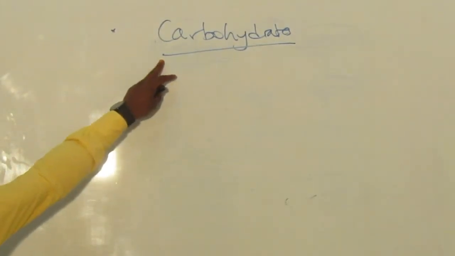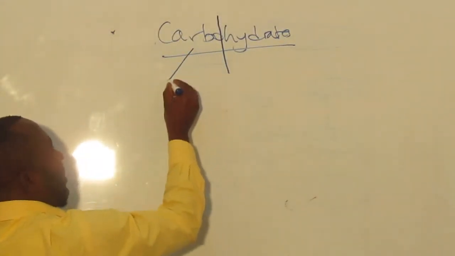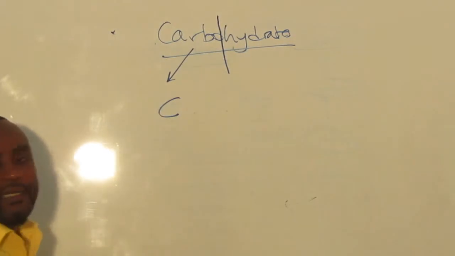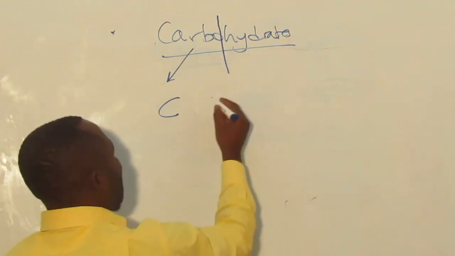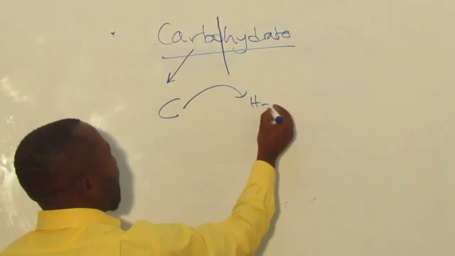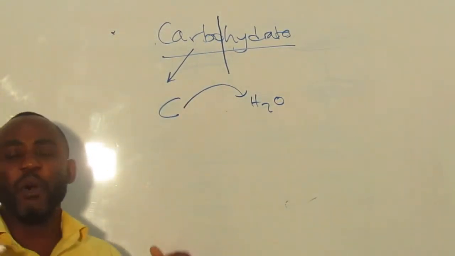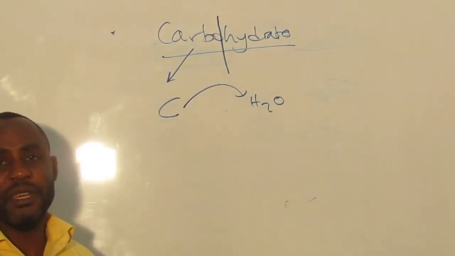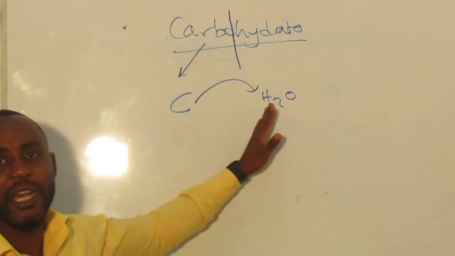If you look at this word, carbohydrate, just the word itself explains something. If we cut the word into two, carbo, that name suggests that this biomolecule contains carbon. Hydrates, meaning there is carbon that dissolves in water. So when you dissolve carbohydrates in water, you are making a biomolecule that is containing carbon, hydrogen, and oxygen atoms. So carbohydrates are biomolecules that are made up of carbon, hydrogen, and oxygen.